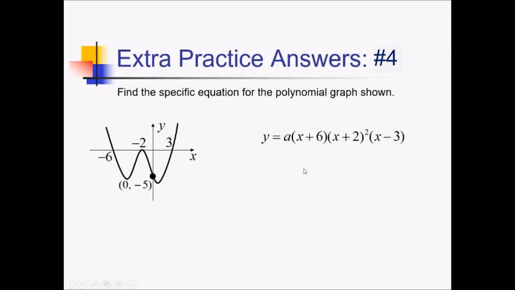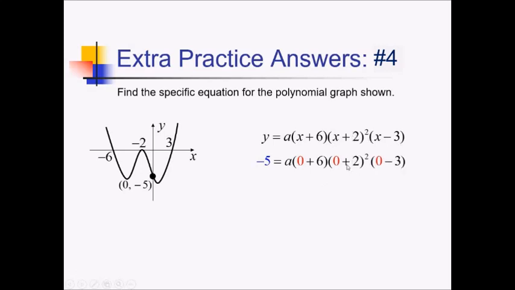All right, so I've got kind of a rough form for this polynomial. I still need to figure out that a value, though. To get that, I'm going to plug in the point that they gave me down here, 0, negative 5. So I've got negative 5 for a y value. And y is negative 5 when x is 0. So I've got a times 0 plus 6, 0 plus 2 squared, and 0 minus 3.